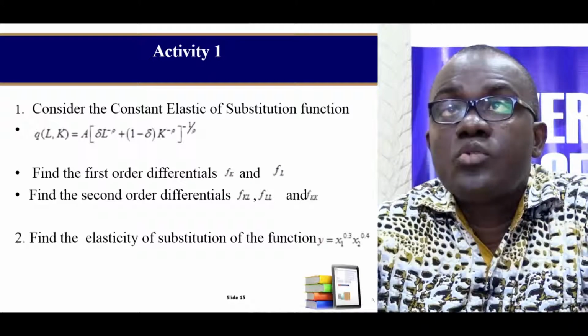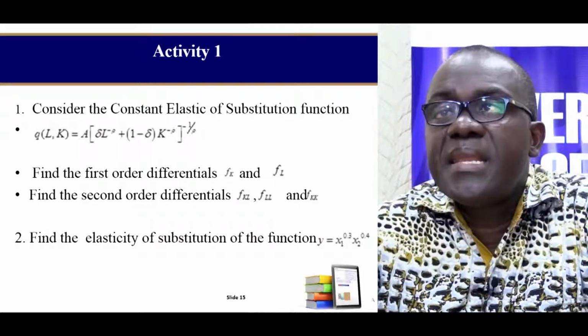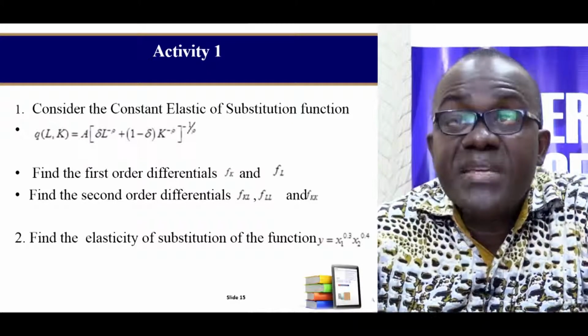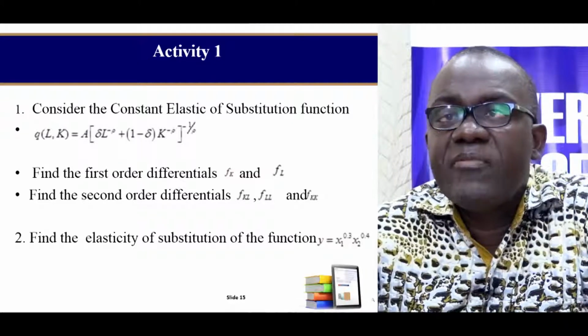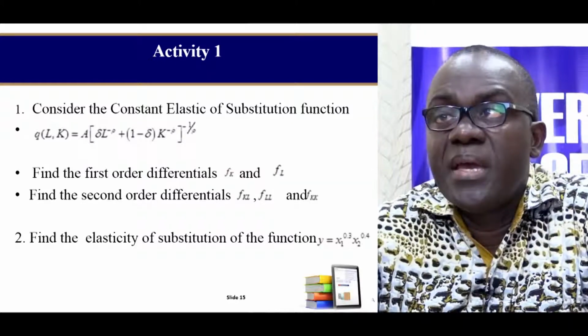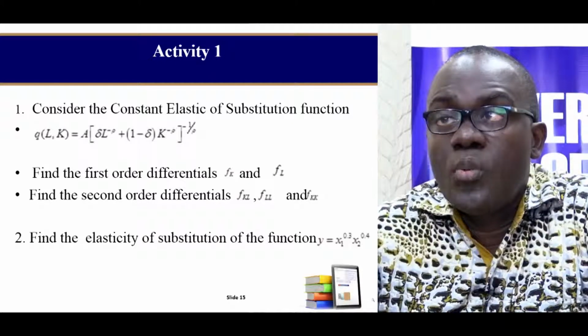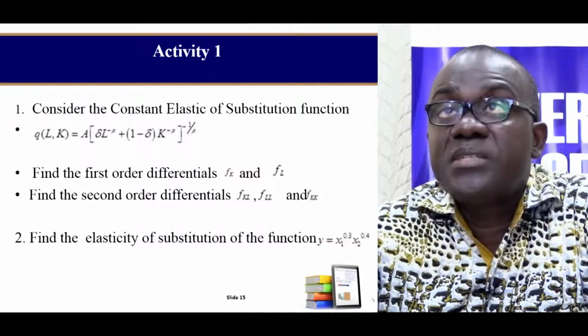I would like you to go through this activity. Take this function, we call it the constant elasticity of substitution function, and then try to investigate the function, the first order, the second order, and then find the elasticity of substitution of this function we have over here, which is a specific Copula function. So here the alpha and the beta have been given, and you need to play with this function.